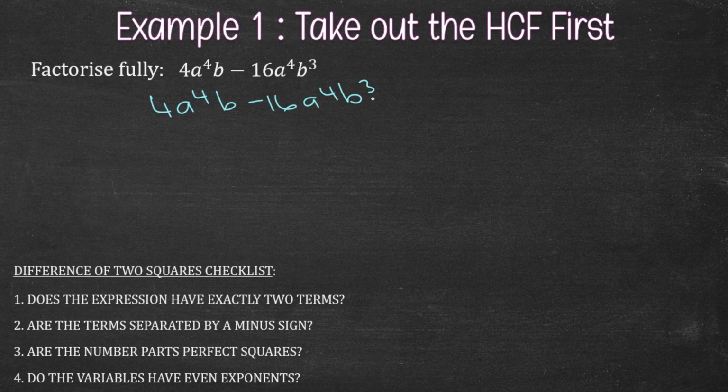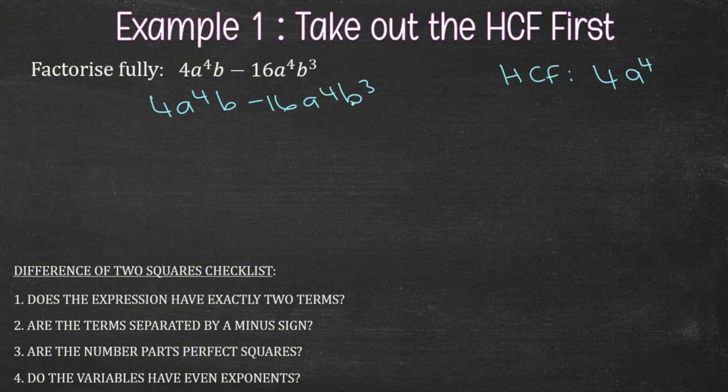Let's check if we can take out a highest common factor or our HCF. Now looking at this expression, I have to find a number that can divide into my coefficients without a remainder. And here I can see that 4 can go into 4 and 4 can go into 16. So 4 will form part of my HCF. Let's look at the variables. A appears in both my terms, so definitely A as well. Now let's look at the exponents of A. I'm looking for the lowest exponent and both of them are 4, so I can just write down 4 as the exponent for A.